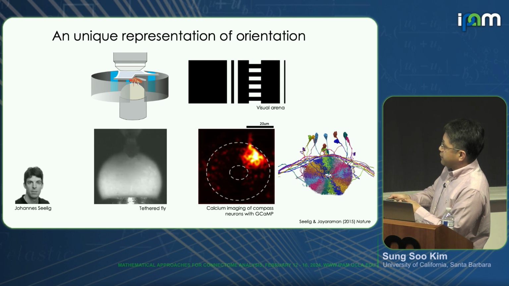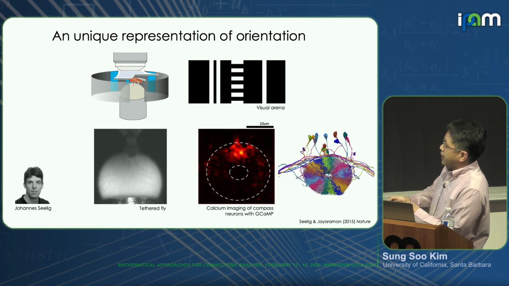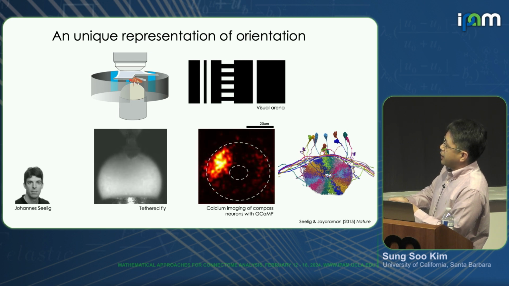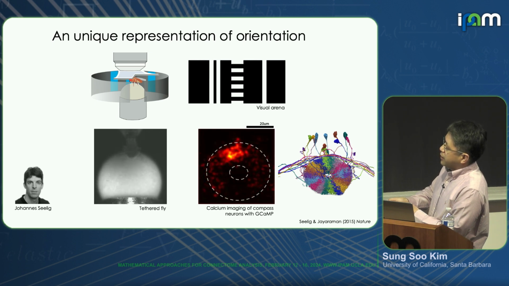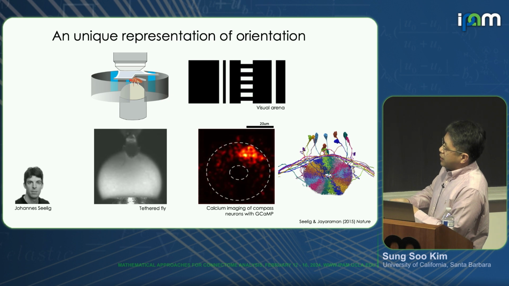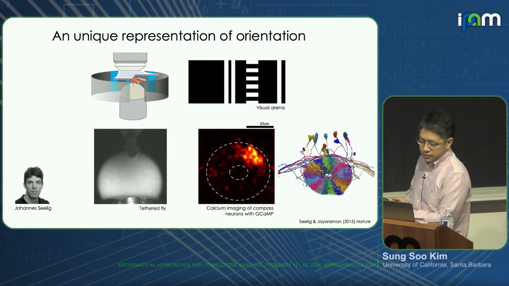So you are recording from the entire population of compass neurons here, and you can see that a small patch of calcium activity follows the body orientation or head direction of the fly in the virtual reality arena, right? So in flies, we can actually see the compass needle, a literal compass needle in the head.